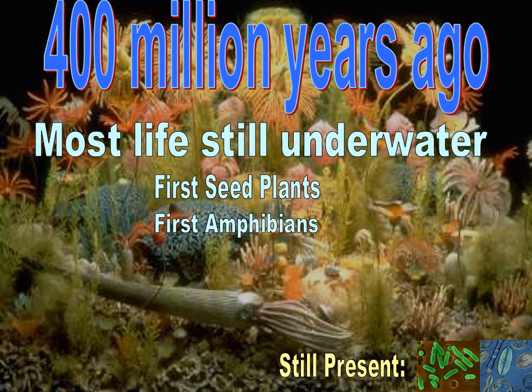438 million years ago, we get our first mass extinction. Almost all life is still underwater. We have our first seeded plants. We have our first amphibians, organisms making their way from water to land, and then back, of course, to water to lay their eggs and reproduce.